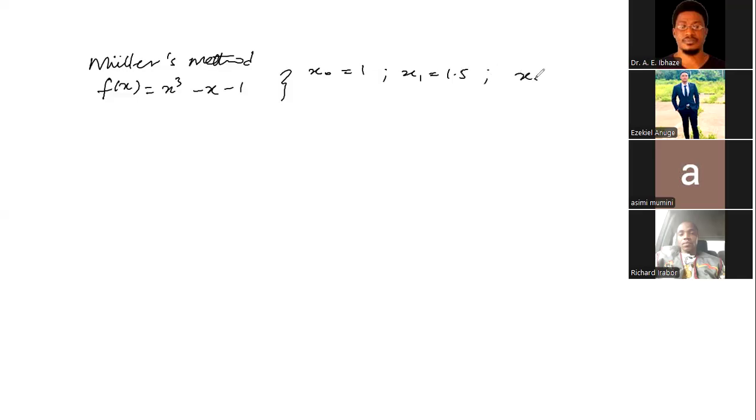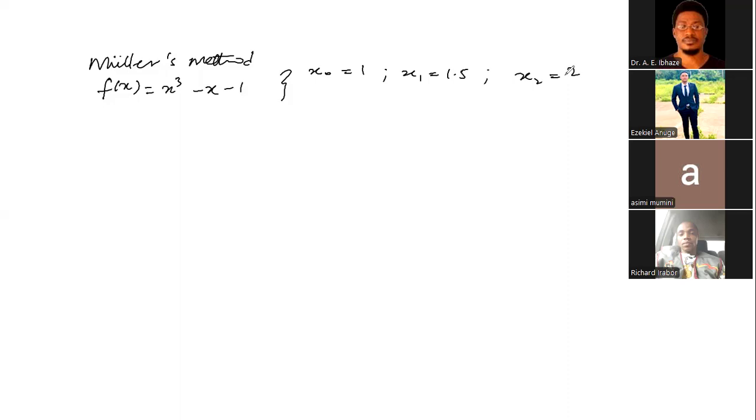So let's assume we have f of x, and here we want to look at Muller's method. Though this is a little computationally intensive, it's the same thing. So f of x is x cubed minus x minus 1, and we have the initial estimates S0 to be 1, S1 to be 1.5, and S2 to be 2. Here we are playing with a quadratic polynomial.